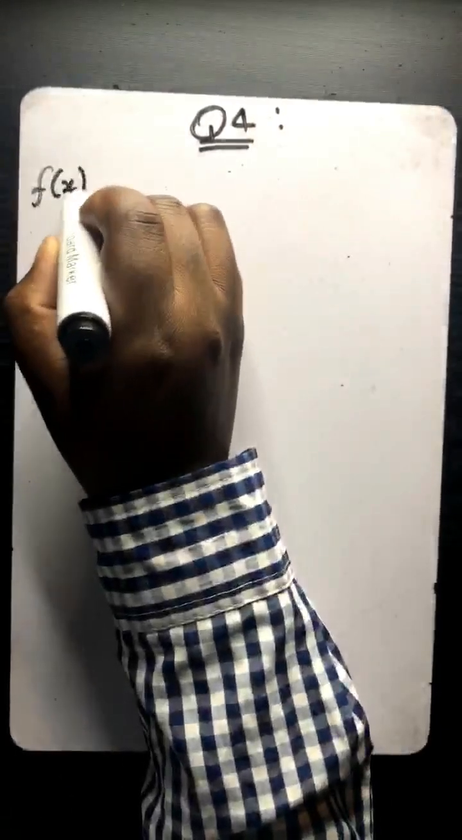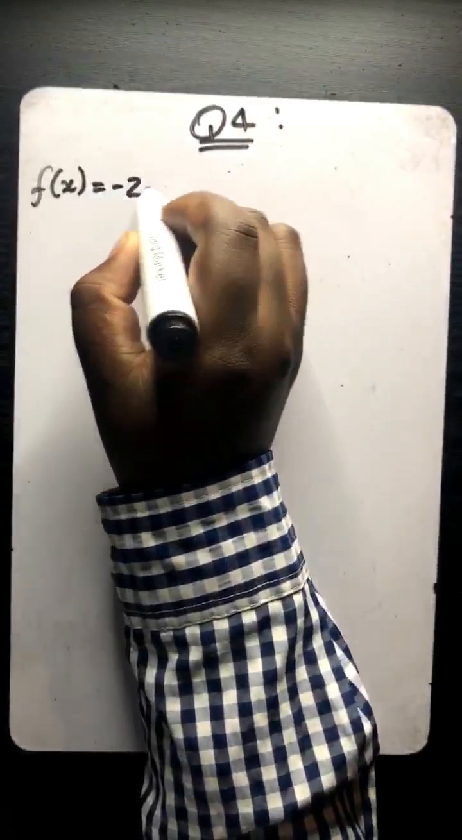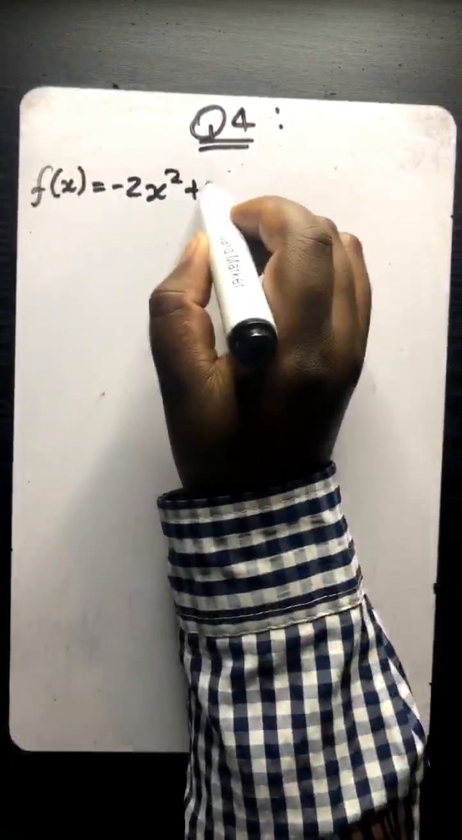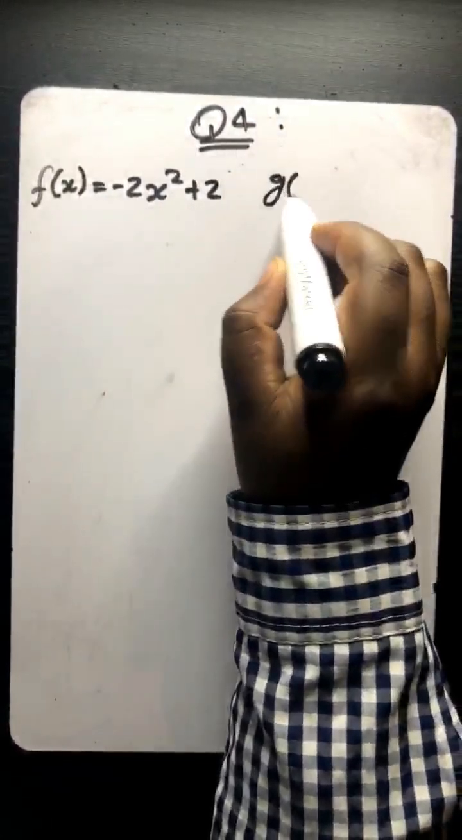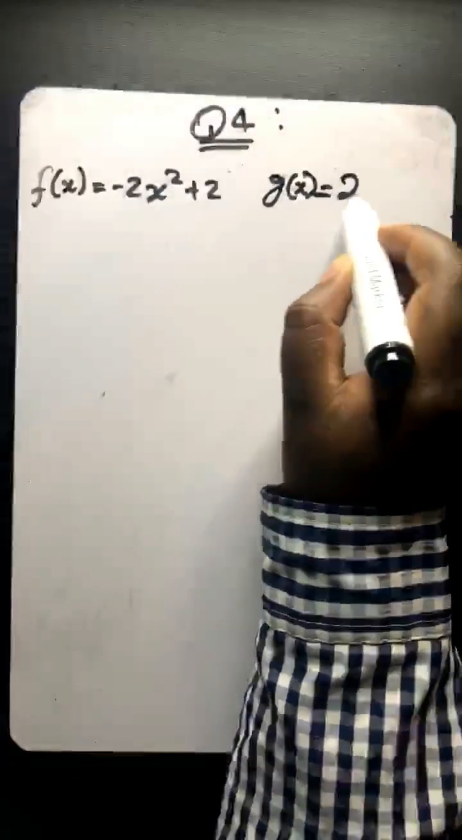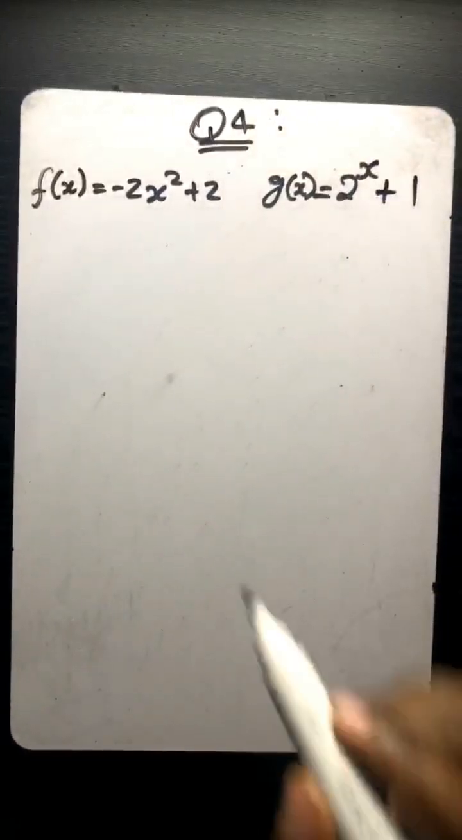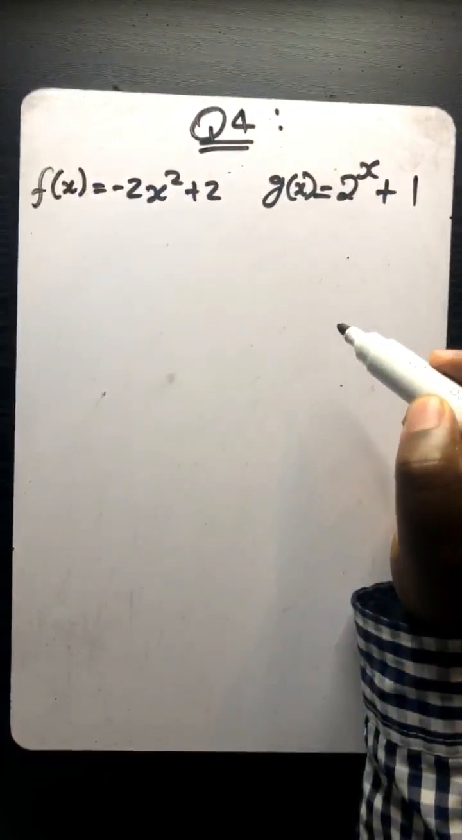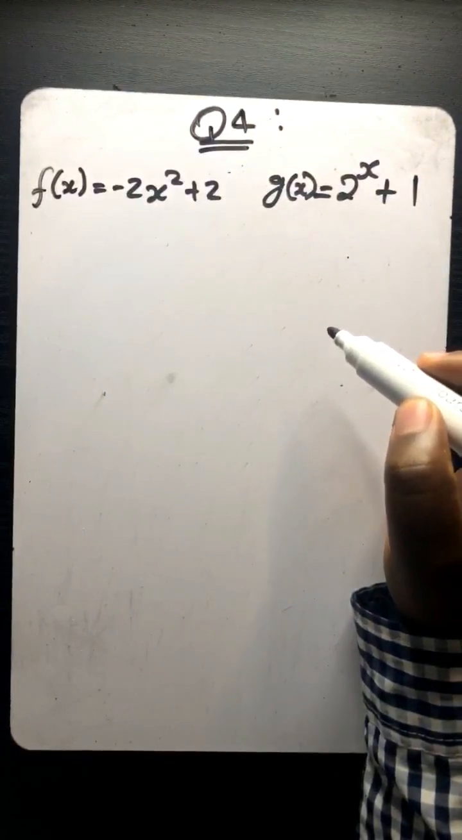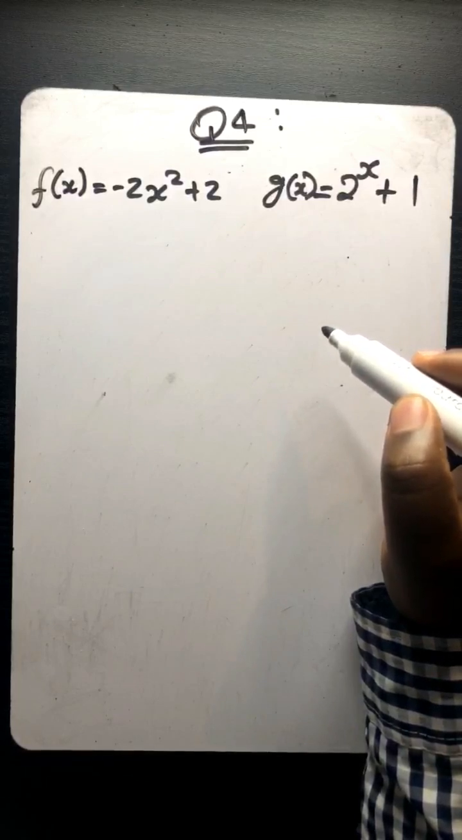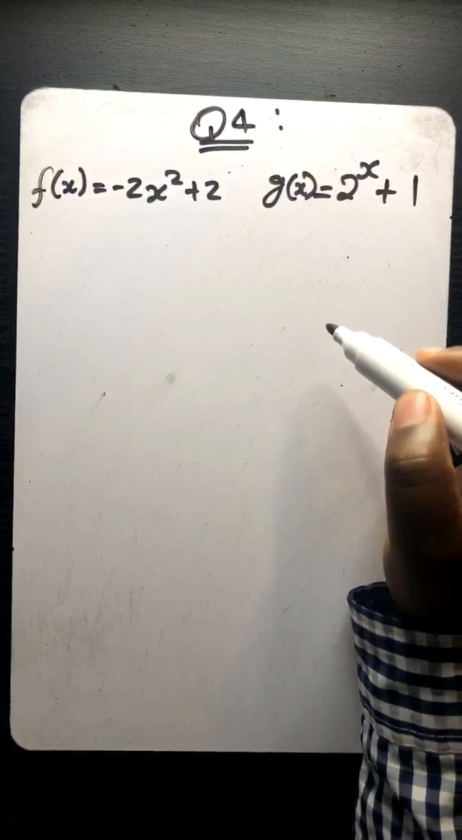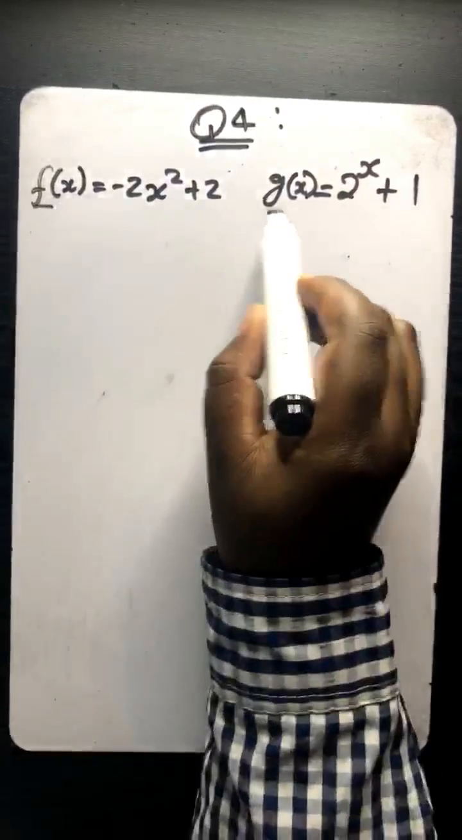We are given f of x. Can you guys see? This is now given in the form of a statement. We don't have a drawing there. So that means you should expect anything in any form. But most importantly, guys, they are saying f of x equals negative 2x squared plus 2, and g of x equals 2 to the exponent x plus 1 are defining equations of graphs f and g respectively. So you no longer worry about what f is or what g is.